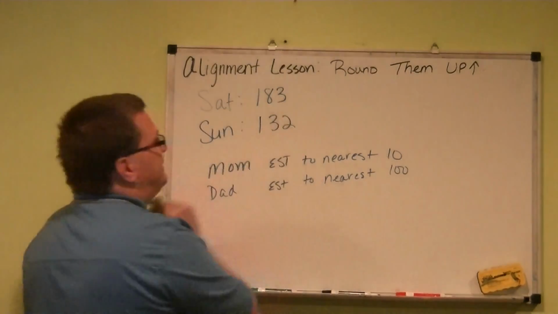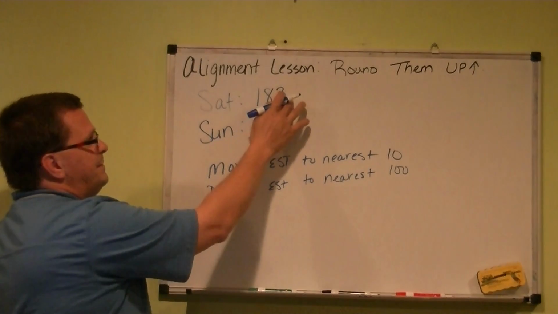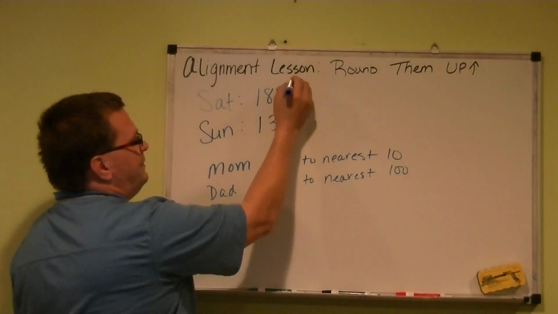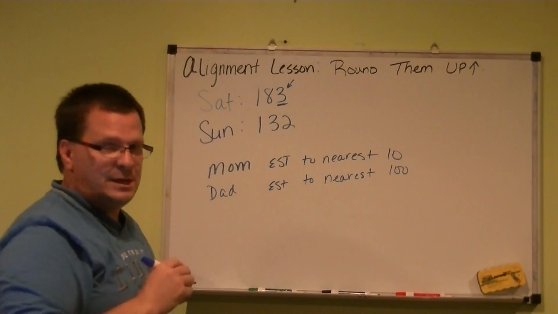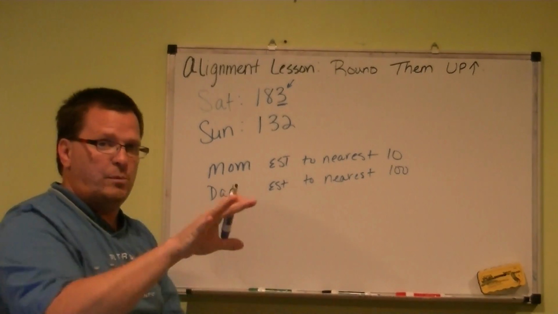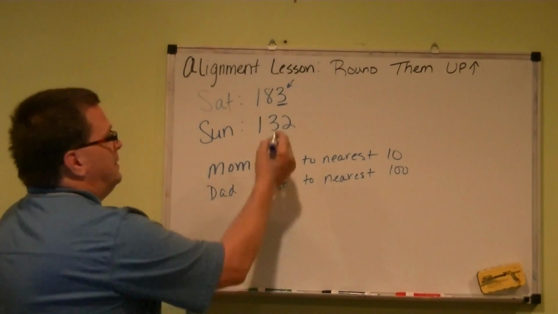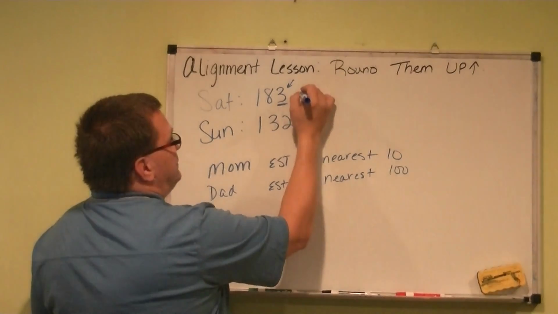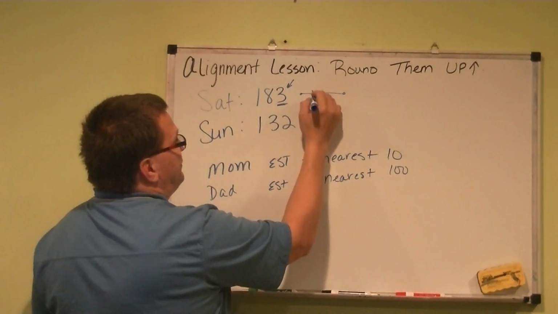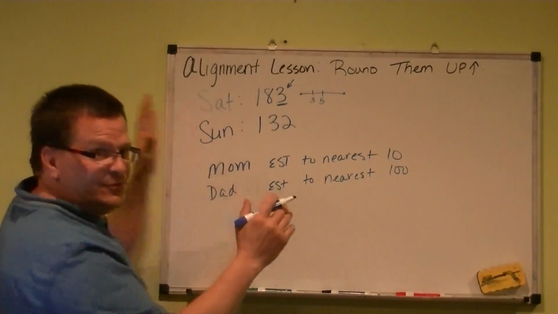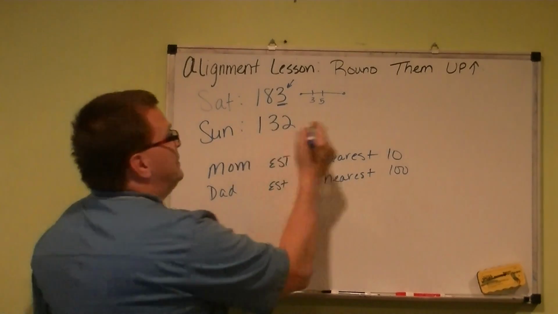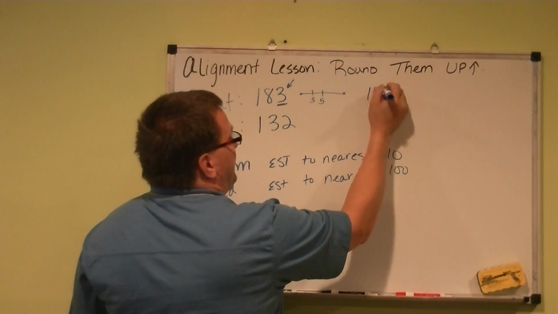So if mom was estimating the nearest 10, we have to think about 183. Well, the nearest 10, we're going to look at the 3, the one spot, to think, is that 5 and above, give it a shove, or 4 and below, oh, let it go. Well, if we did a number line, we do 0 to 10, and right here's 5, here's 3. Well, 3 is on the left side, so we're going to let it go. It's 4 and below, let it go. So we're going to say that's 180 miles.